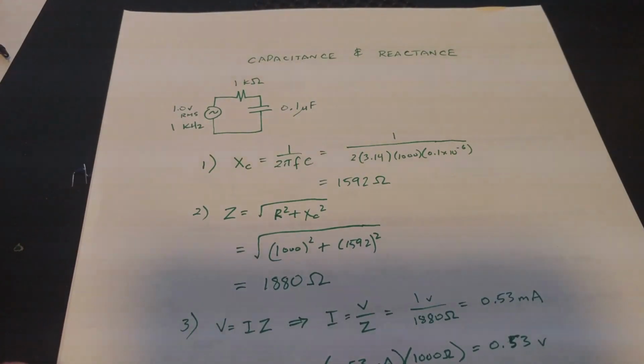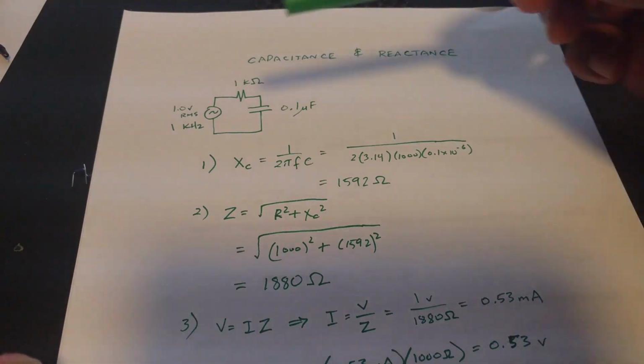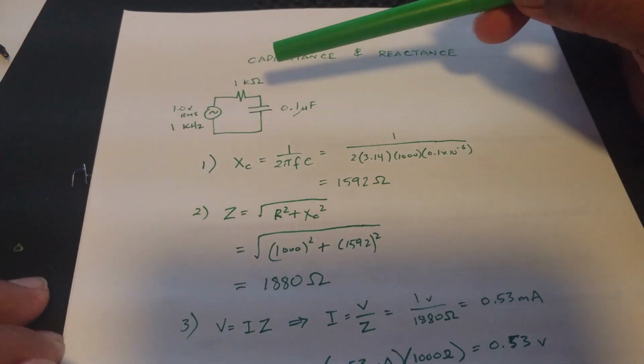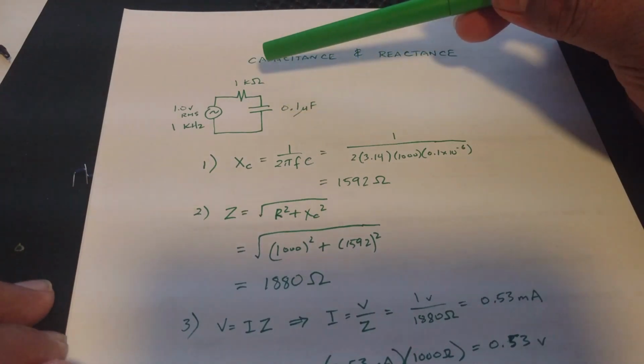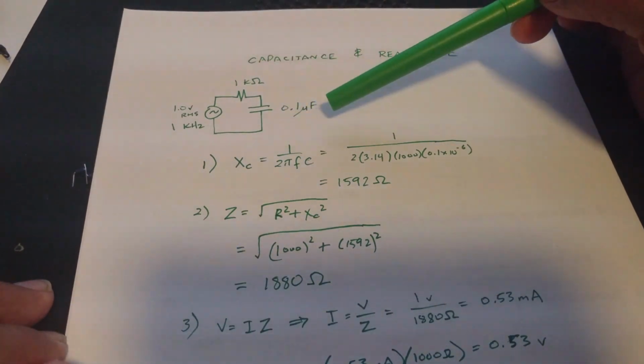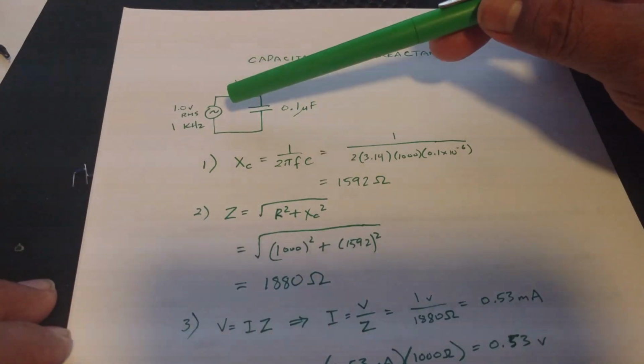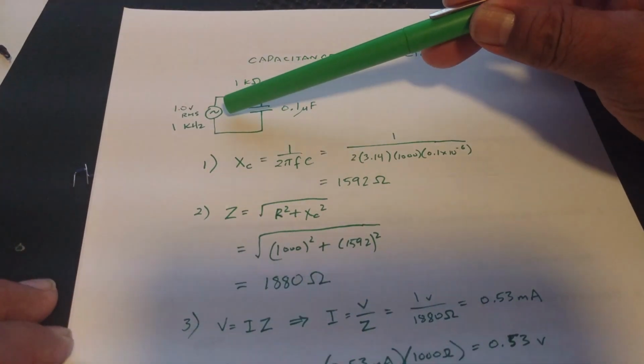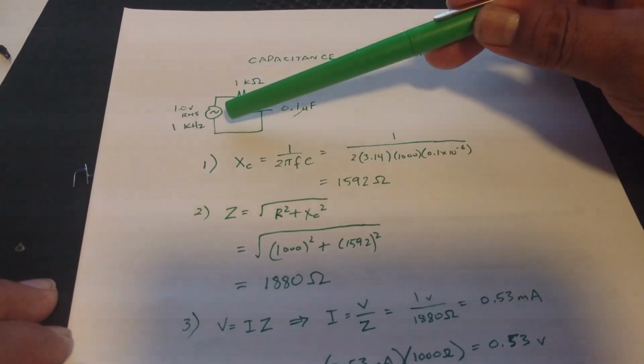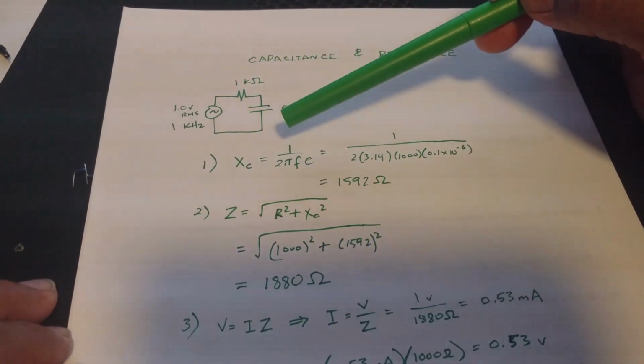Finding capacitance and reactance. Before we actually take some measurements, let's take a look at some equations for a simple RC circuit. We have a 1 kilo ohm resistor and a 0.1 microfarad capacitor, and our voltage source is 1.0 volts RMS, sine wave at 1 kilohertz.